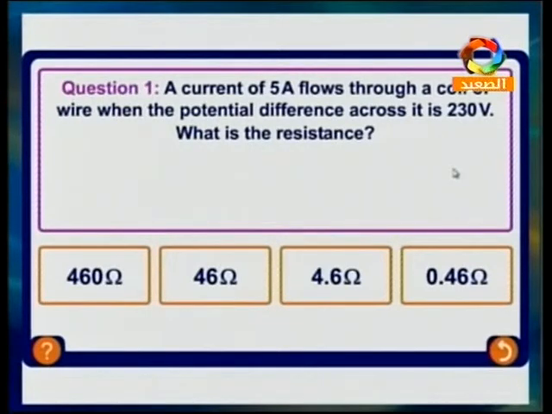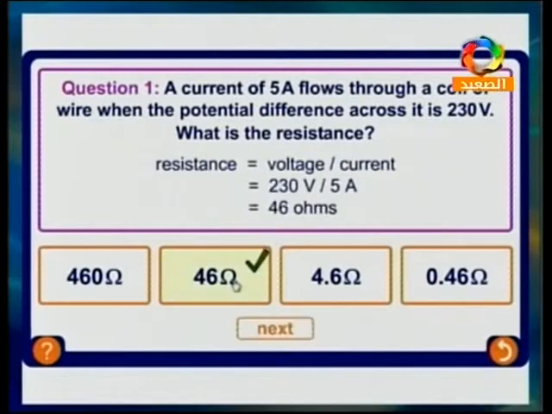No, it is wrong. Why? Because here we have R, it is V divide I. So V divide I, 230 divide 5, equals what? Yes, this one is right. It's 46. Because the resistance equals voltage divide current, or V divide A. So here we have 46 ohms. Don't forget the unit, ohms, because you have half a mark on this unit in your exams.